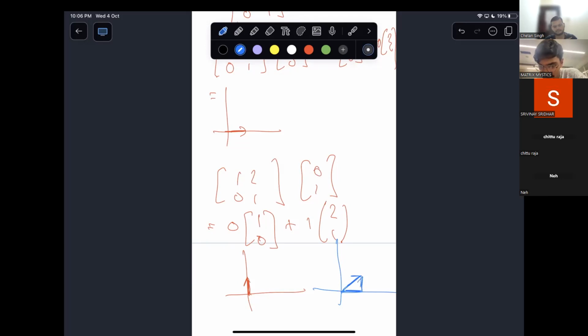So this vector, which was initially vertical, slides along this line. Can you visualize that? I'll show you a simulation as well. Let me just get that up.